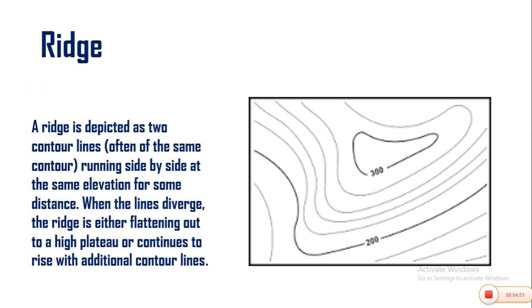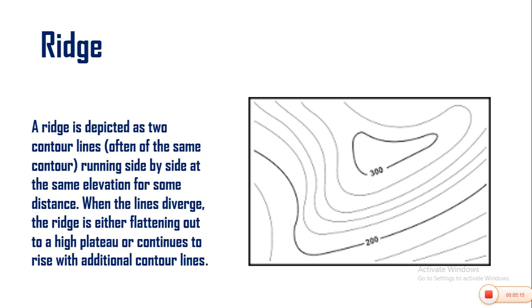A ridge is depicted as two contour lines, often of the same contour, running side by side at the same elevation. That's a ridge. The contour lines run side by side. Look at this side, it's also running on this side. It runs side by side at the same elevation for some distance. When the lines diverge, the ridge is either flattening out to a higher plateau or continues to rise with additional contour lines.